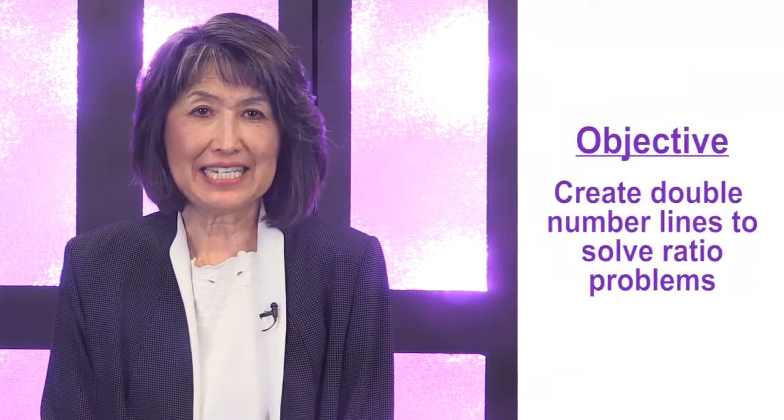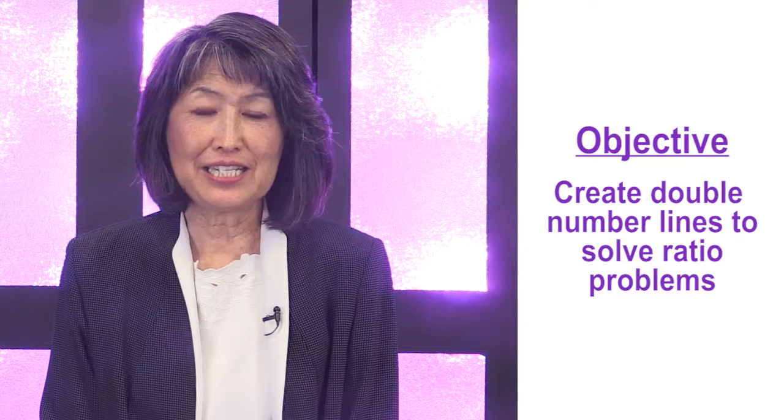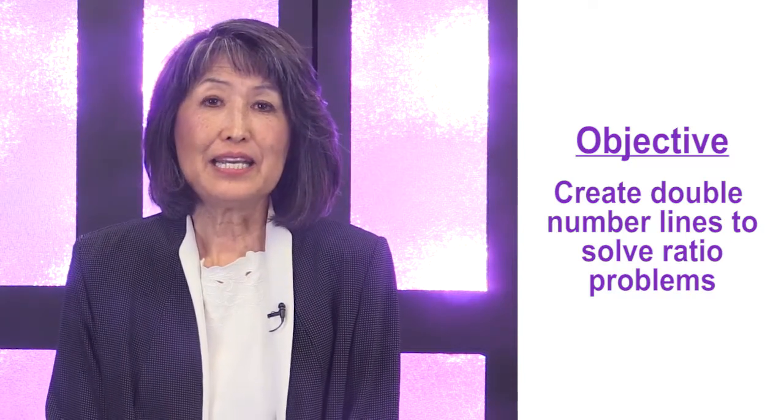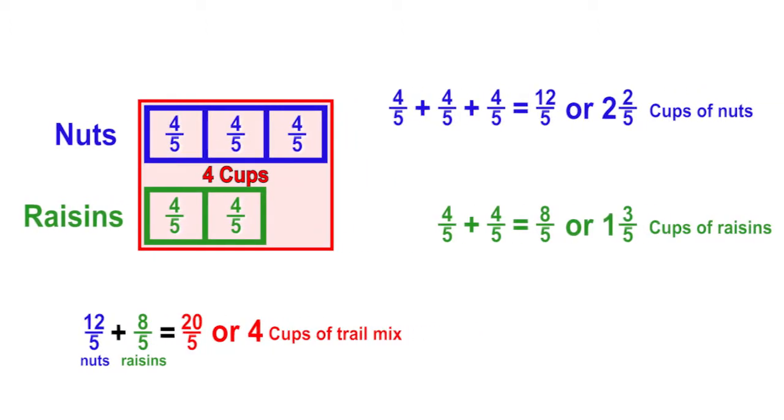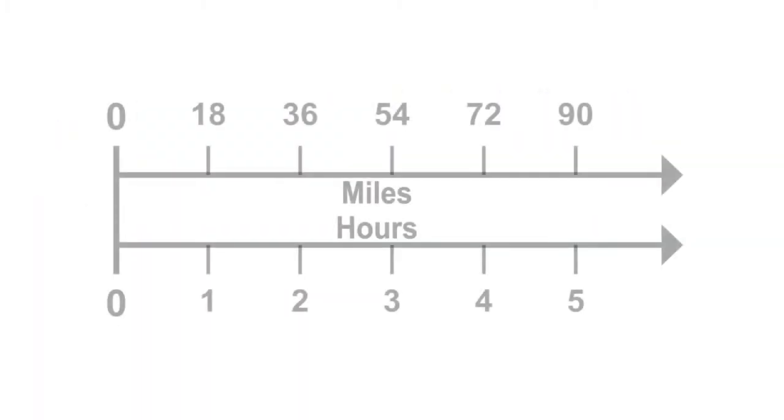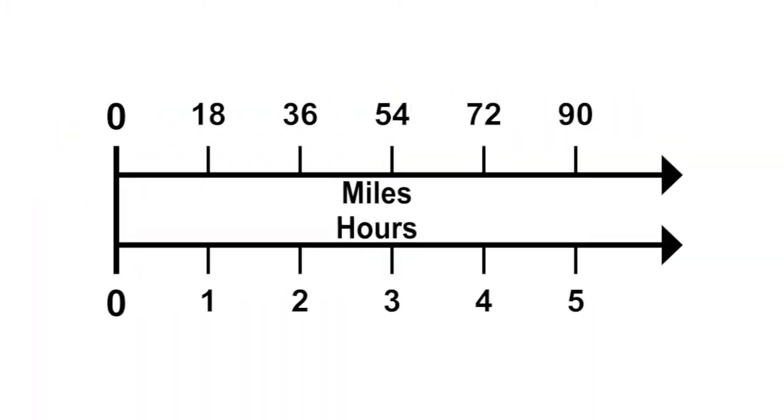The objective of this lesson is to create double number lines to solve ratio problems. In previous lessons, students used tape diagrams to solve problems using ratio pairs with whole and fractional units. In this lesson, students will use double number lines, which are best used when quantities have different units. They illustrate that there are an infinite number of equivalent ratio pairs, both with whole and fractional parts.